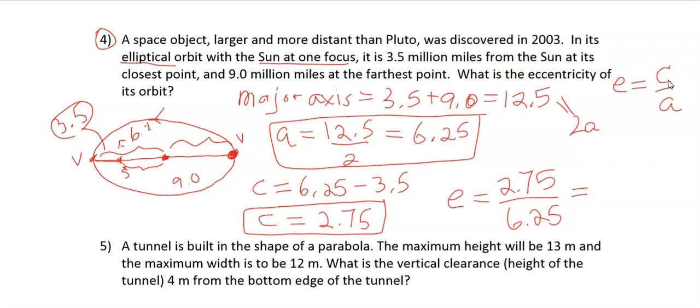Well, let me get my calculator. If you were to get that as a decimal, 2.75 divided by 6.25, look at what you get. 0.44. There's your eccentricity.